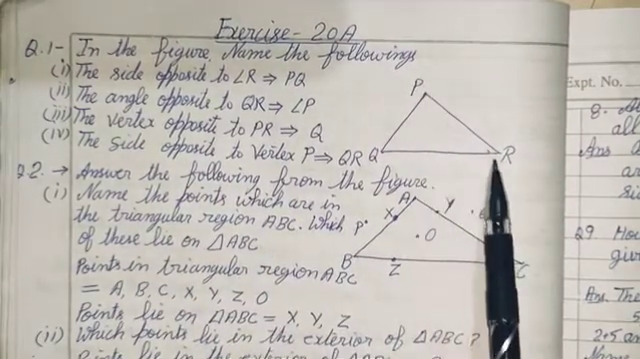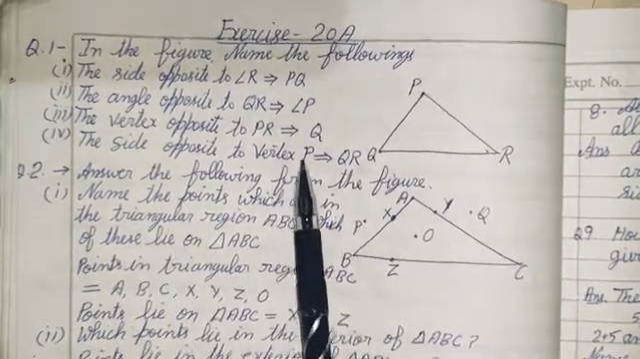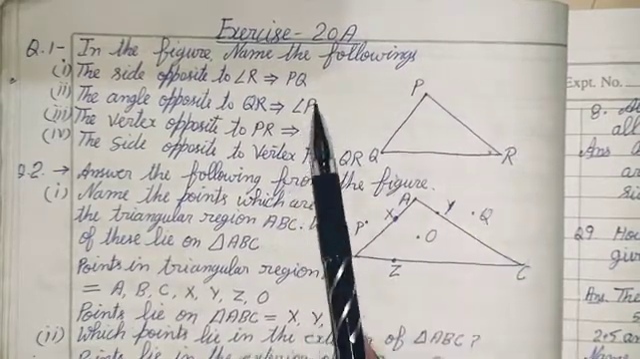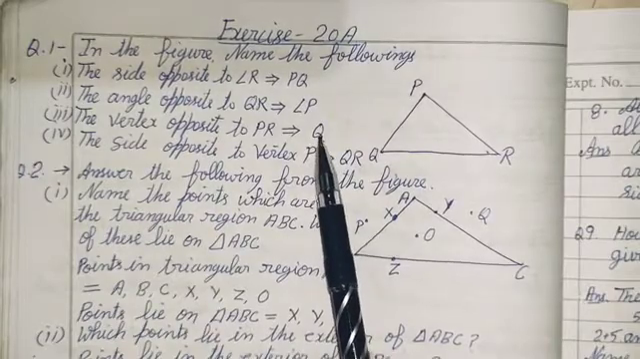The vertex opposite to PR. So this is PR, and the vertex opposite to it is Q. The side opposite to vertex P. This is vertex P, and the side opposite to it is QR. Whenever you are writing an angle, you have to put the angle sign. And whenever you are writing a vertex, you don't have to put any sign before the point.